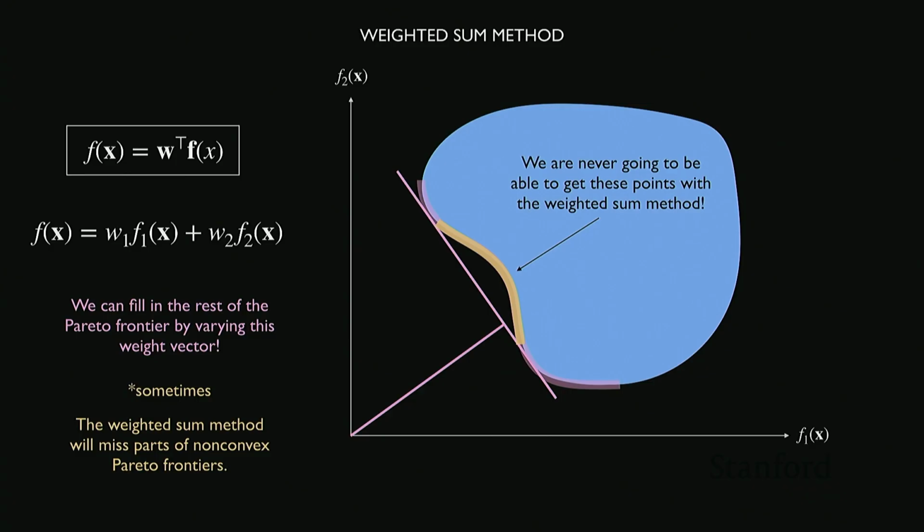Yeah. Is convex enough that you would pretty much always want to use it? Yeah, I think if you are convex, the weighted sum method would be a good idea. Yeah. Any other questions? Okay.